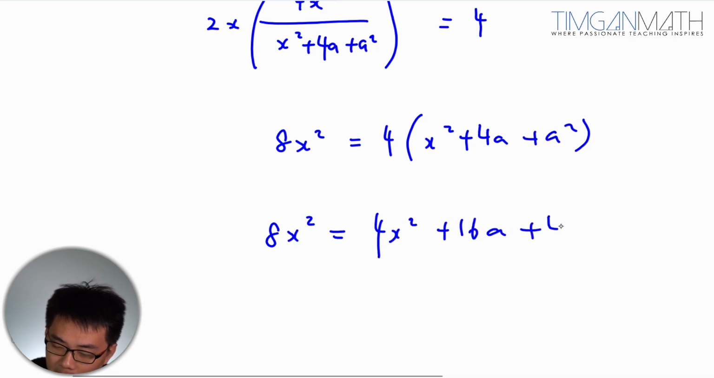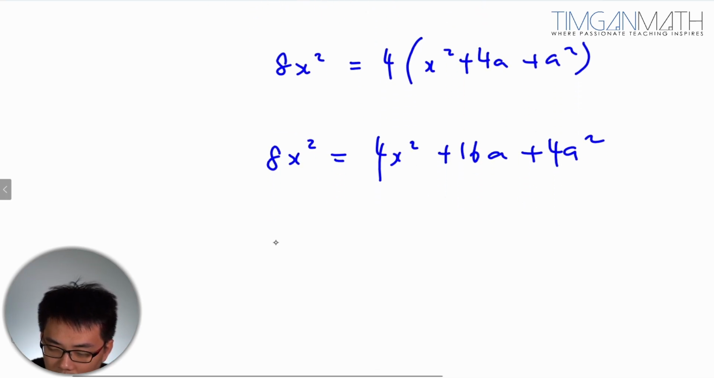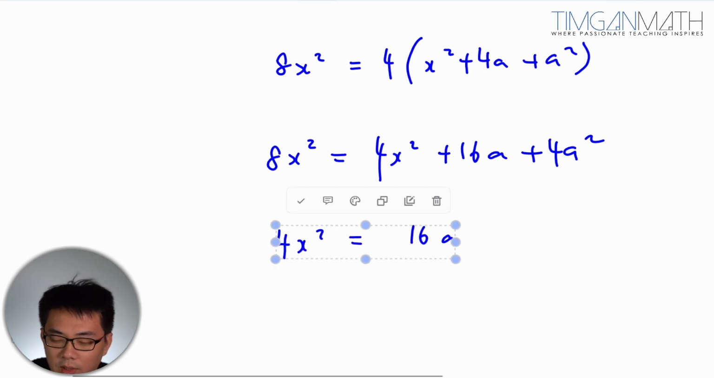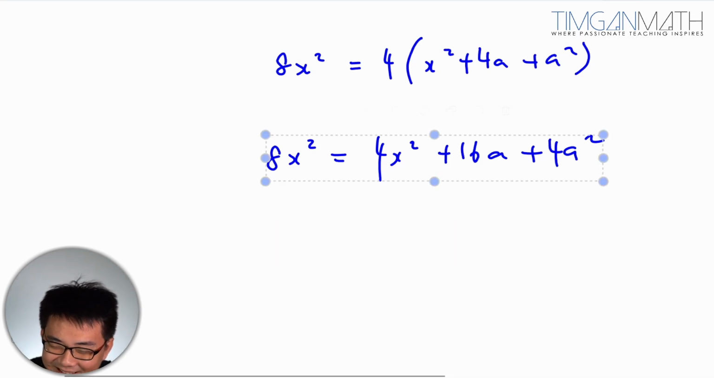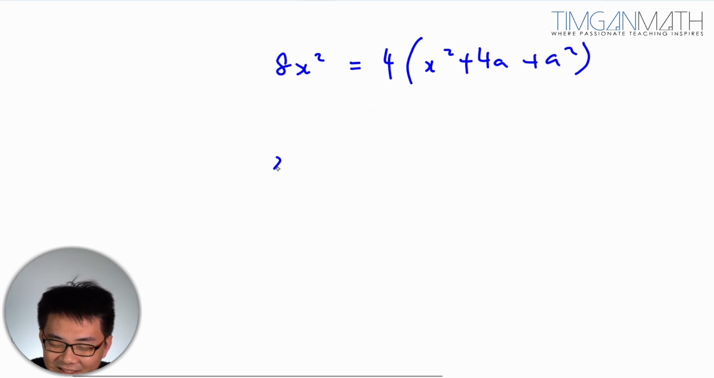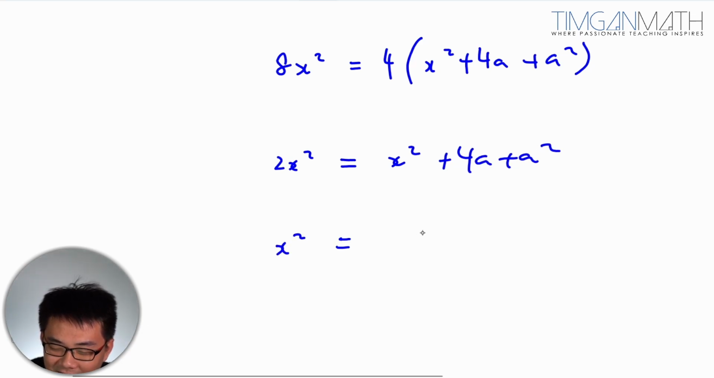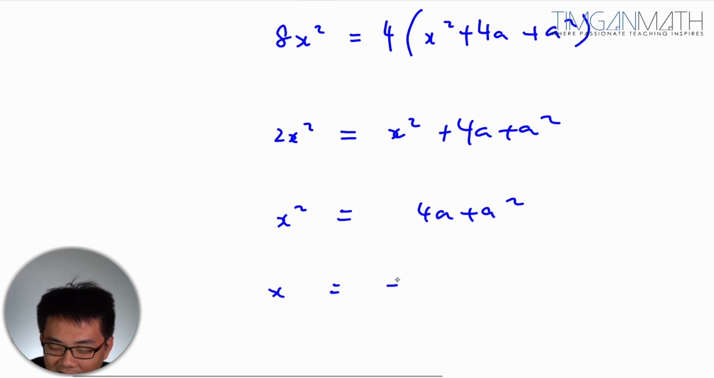4x squared goes to 16a. Actually, what am I doing? Oh goodness, I could just cancel this. 2x squared equals 4a plus a squared. So x squared equals 4a plus a squared. Then x would just be plus or minus the square root of 4a plus a squared.